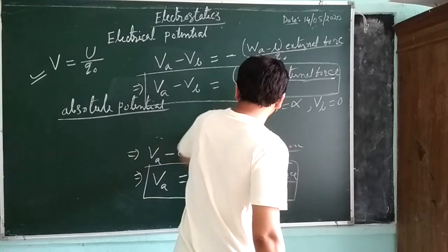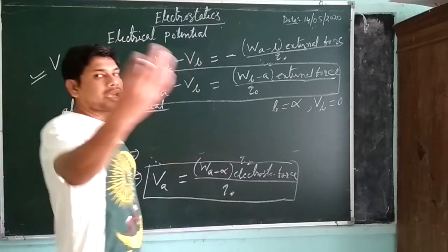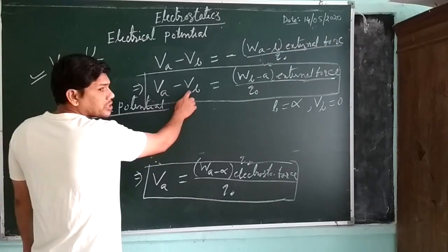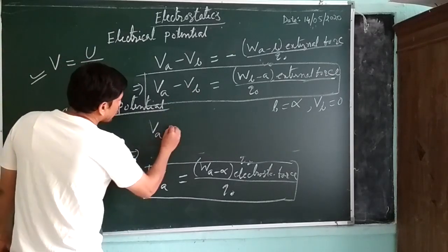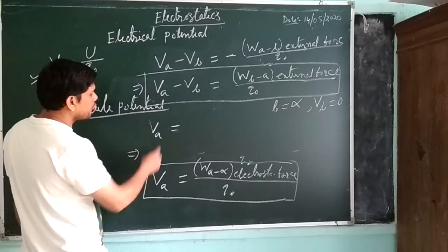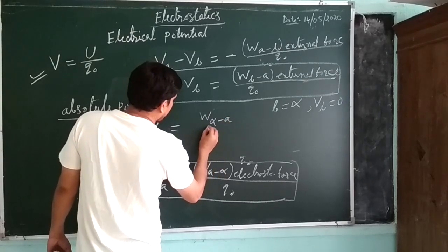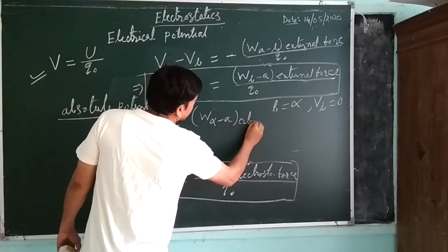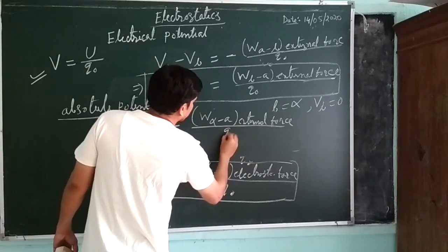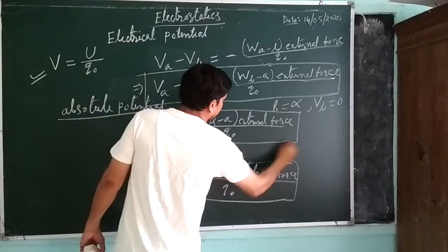In the same way, we can find the absolute potential at point A due to the work done by an external agency. So, putting this in the expression, VA equals W from infinity to A by the external force, divided by Q naught. This is another expression related to the external force.